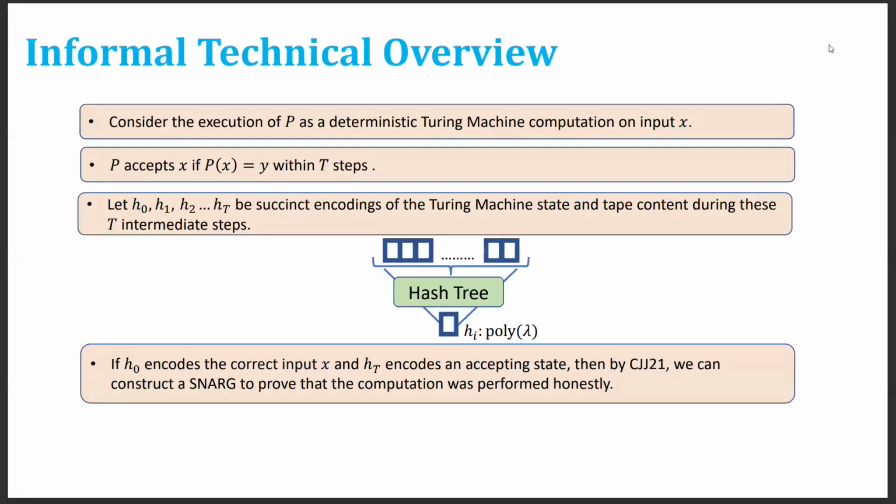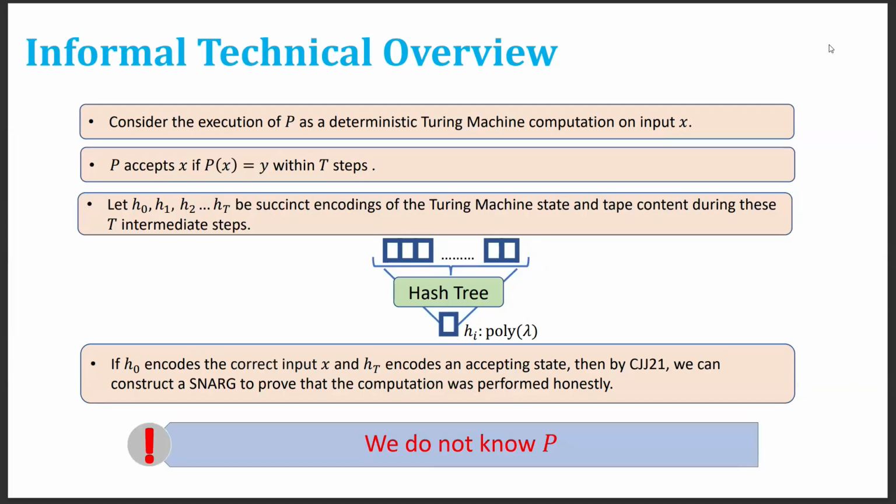And now the work of CJJF on snarks for P shows us that if we can successfully check that H0 encodes the correct input X and HT encodes an accepting state, then we can have a snark proof that will satisfy all the guarantees that we require. There are a lot of technical details that go into checking, like seeing how this will work in a succinct manner, but we'll skip that for this talk. But roughly this is the idea.